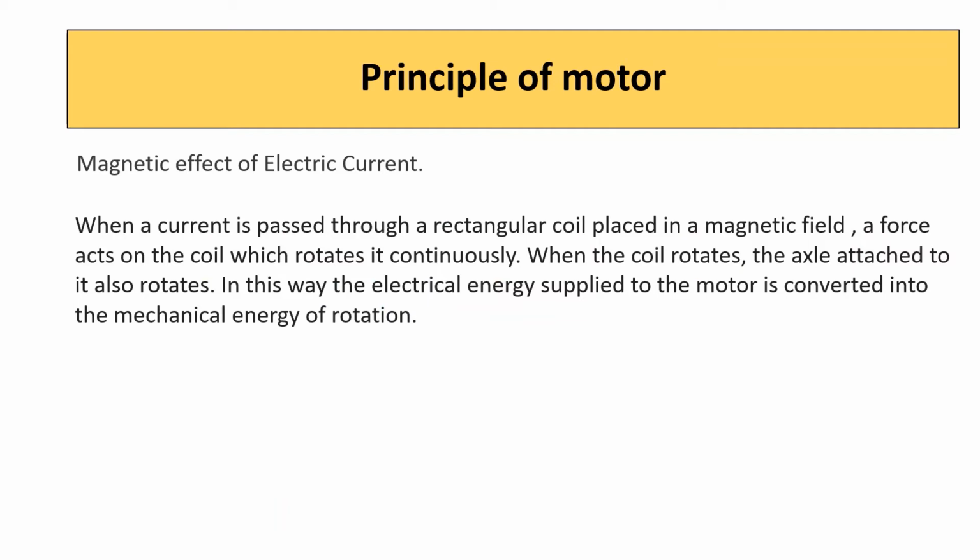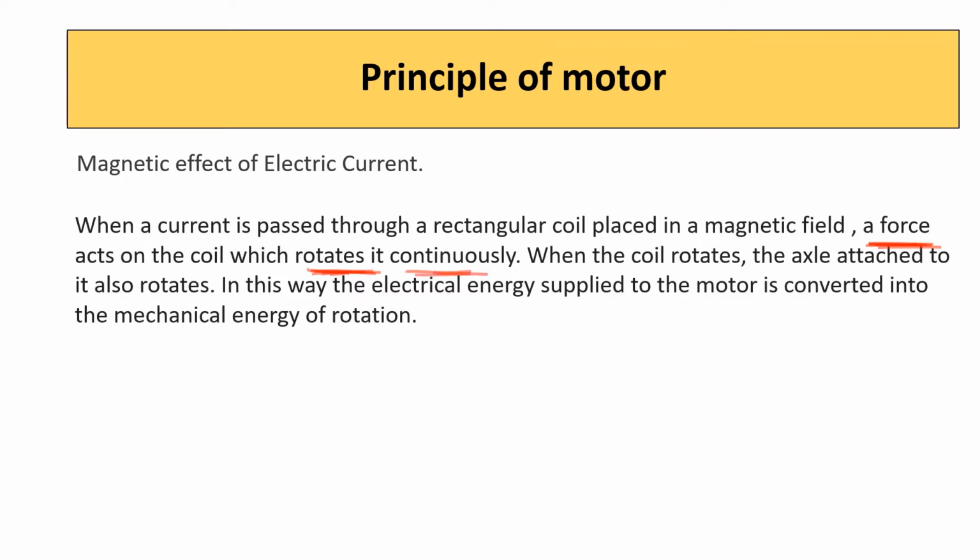What is the principle of motor? We have already learned in a previous class that a freely suspended current carrying conductor, when kept in a magnetic field, moves when current flows through it. The same principle is being utilized here in the case of a motor. The principle of motor is that when a current is passed through a rectangular coil placed in a magnetic field, a force acts on the coil and this force will rotate it continuously.